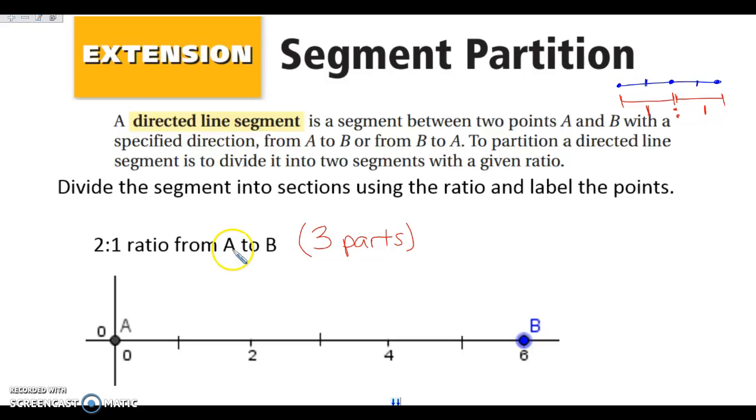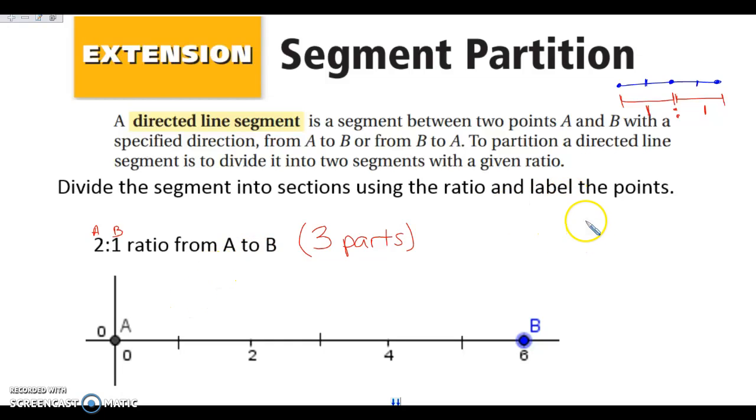If I'm doing a ratio from A to B, this is A, this is B, because we say this is 2 to 1, so A to B, what comes first goes together, what comes second goes together, okay? So what we're looking at is I want 2 equal parts to be on the A side of the segment, so over somewhere on this side, and I want 1 equal part to be over on the B side of the segment. So what I'm trying to figure out is where exactly that point is.